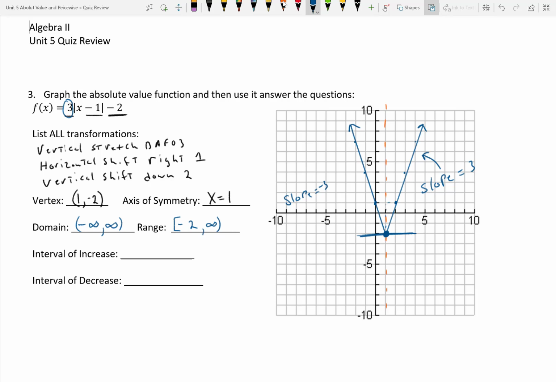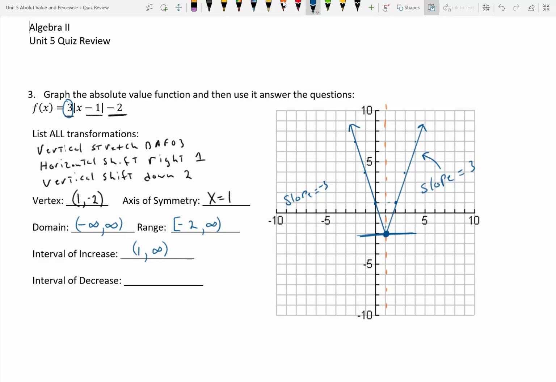The interval of increase begins here and continues upward forever. The x value at the vertex where the increase begins is positive 1. The interval goes on forever. And again, at the value of 1, we're neither increasing nor decreasing, so we do not include that value in the interval.